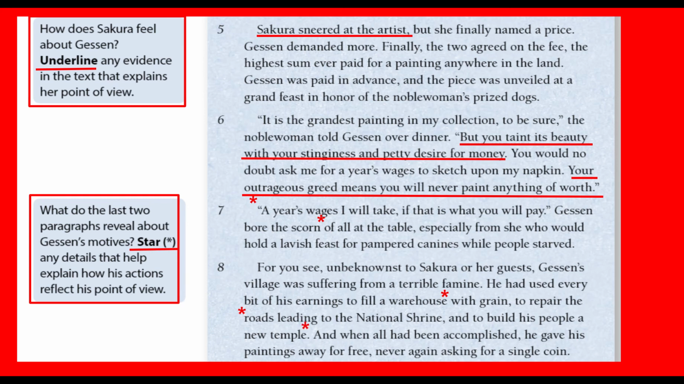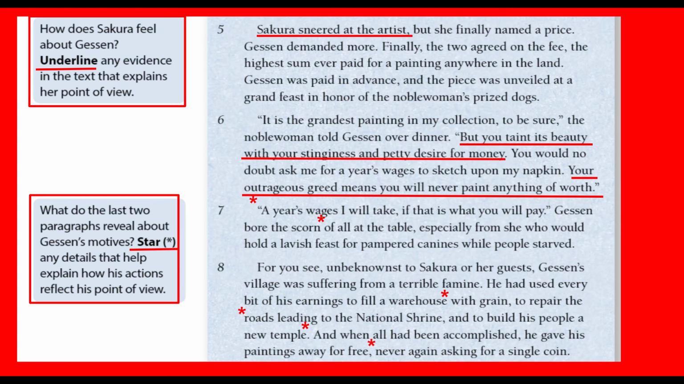He's also building them a new temple. So in this culture, temples are very, very sacred to people like Jeshen and people in these villages. So if their temple is in poor condition, that is very disrespectful in these people's eyes. So Jeshen is doing everything he can to make sure that these people have a temple that is in good shape. So he is building his people a new temple with the money he gets from painting. So I put my star beside temple because that is an important detail.